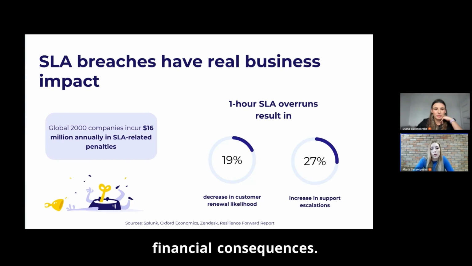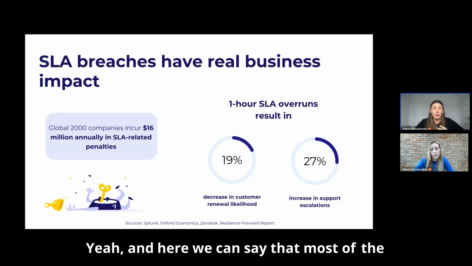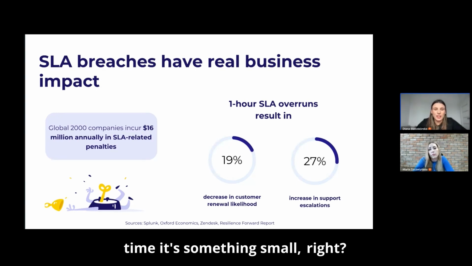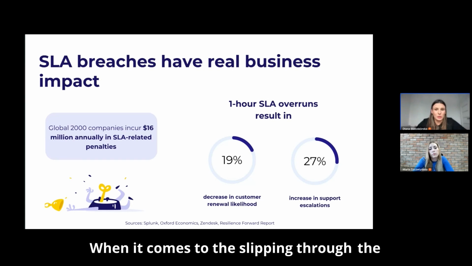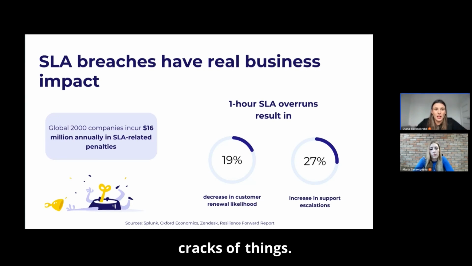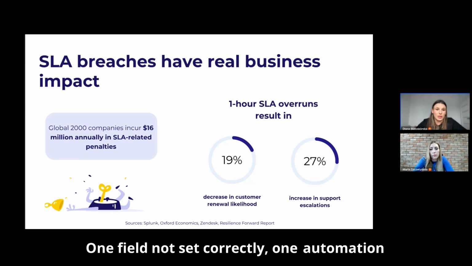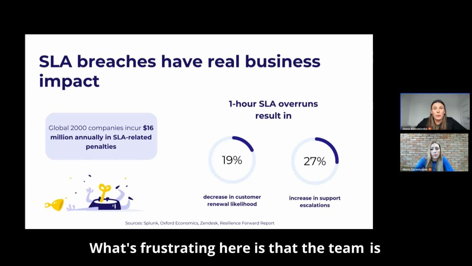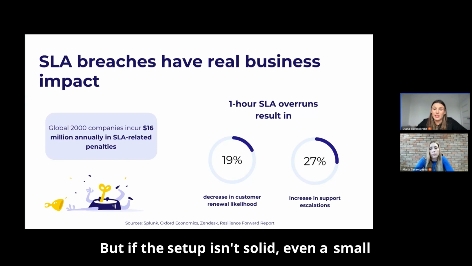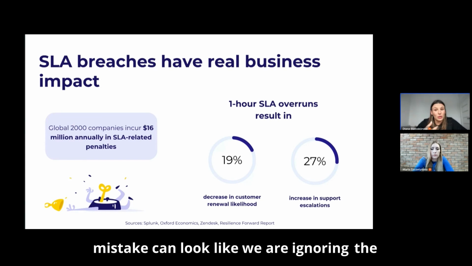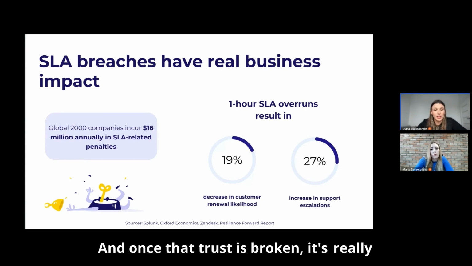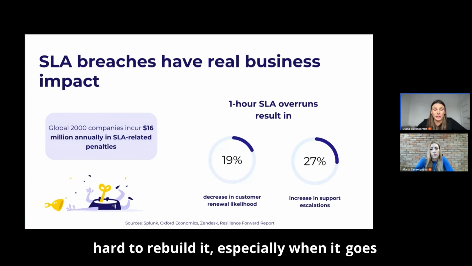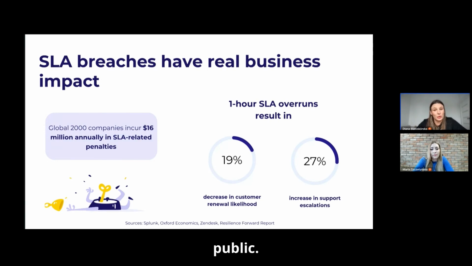also financial consequences. Yeah, and here we can say that most of the time it's something small, right? When it comes to things slipping through the cracks. One field not set correctly, one automation not firing, and that's all, to be honest. What's frustrating here is that the team is usually doing their best, but if the setup isn't solid, even a small mistake can look like we are ignoring the customer. And once that trust is broken, it's really hard to rebuild it, especially when it goes public.